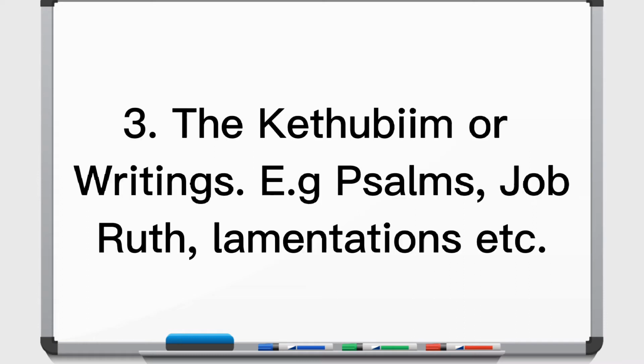Okay, so the third category is the Ketubim. It's also called writings. These include Psalms, Proverbs, Job, Ruth, Lamentations, Ecclesiastes, Esther, Daniel, Ezra, Nehemiah, the 1st and 2nd Chronicles. Don't worry.